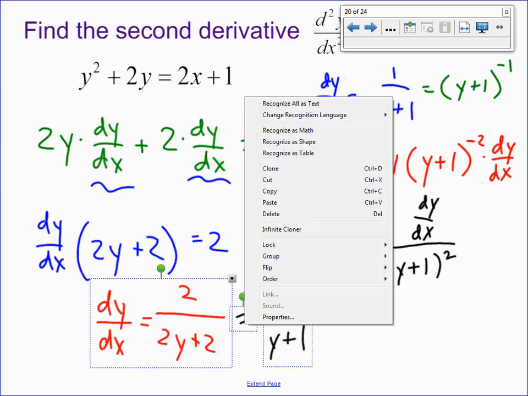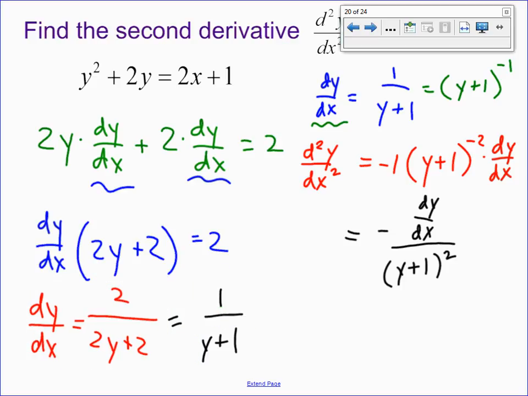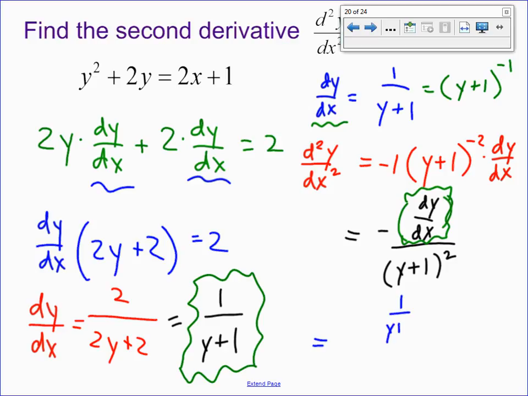Oh, it's 1 over y plus 1. It's 1 over y plus 1. And so I'm going to substitute in my expression for dy dx. I'm going to substitute that in for dy dx. So I'll rewrite that as 1 over y plus 1 times negative 1 over y plus 1 squared.